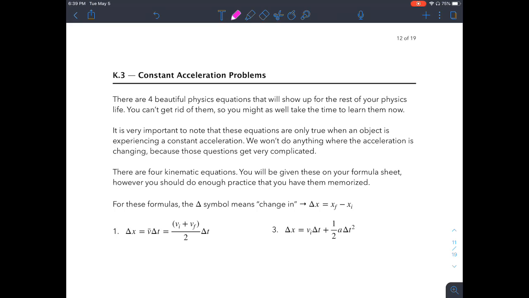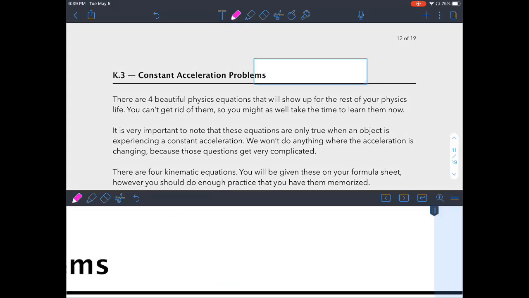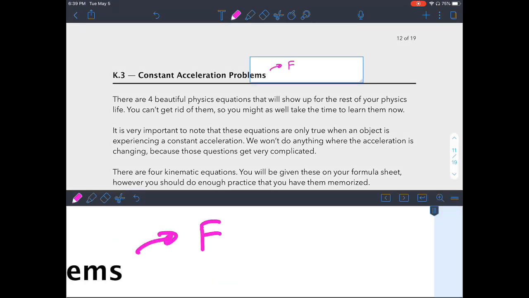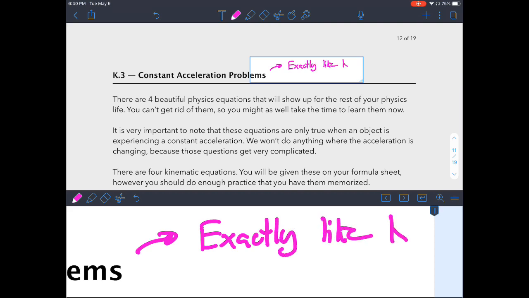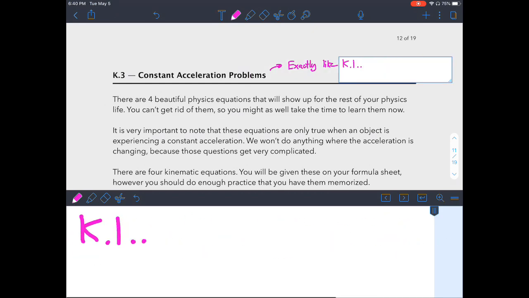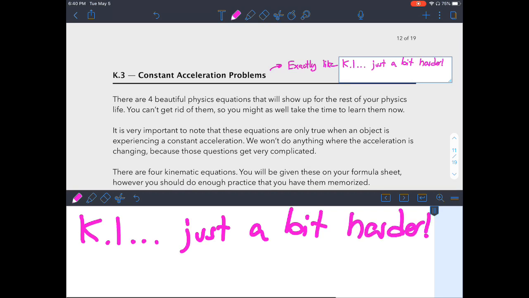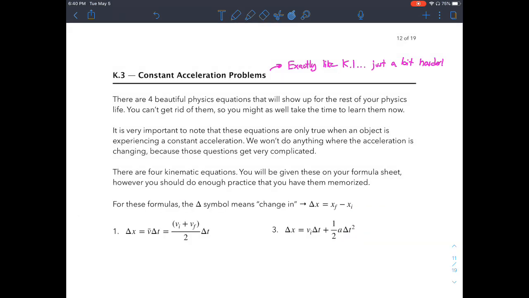Constant motion problems. Now remember in K1 when we did simple kind of DTV and change in velocity type questions with acceleration as a review from grade 10? Well, these things are exactly like K1. They're pretty much identical, just a bit harder. That's it, okay? Same idea, same types of equations.